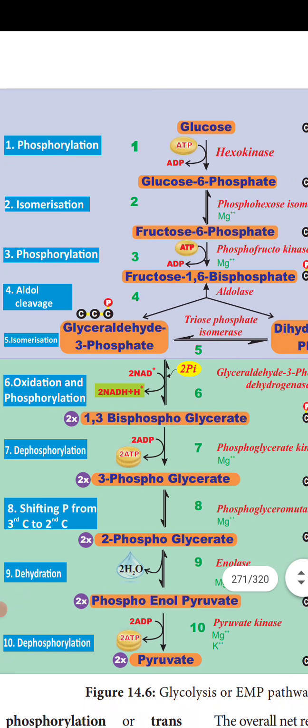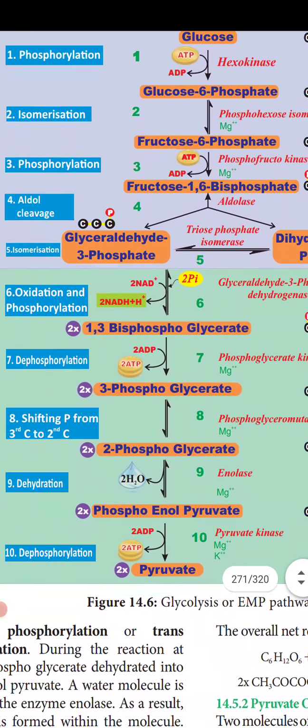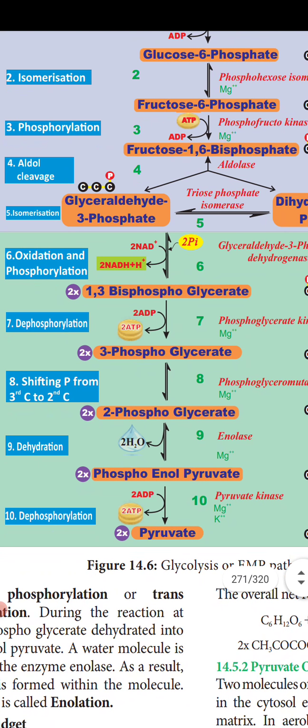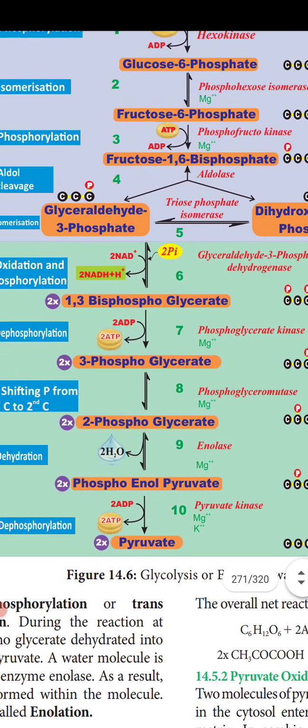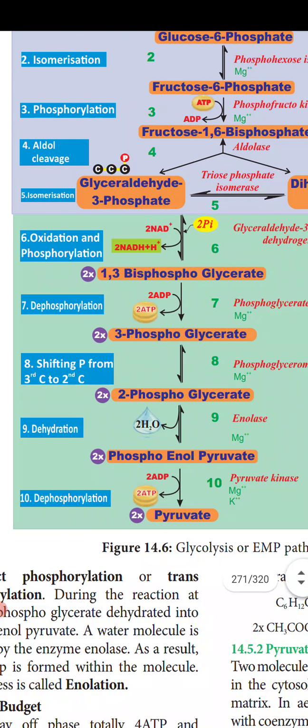It will produce 1,3-bisphosphoglycerate. This 1,3-bisphosphoglycerate will undergo dephosphorylation, that is, one inorganic phosphate is lost. So it will form 3-phosphoglycerate. Again it is catalyzed by the enzyme. And this 3-phosphoglycerate, in the presence of the enzyme phosphoglyceromutase, will undergo mutation to produce 2-phosphoglycerate, that is, the phosphate changes its position from the 3rd carbon to the 2nd carbon.